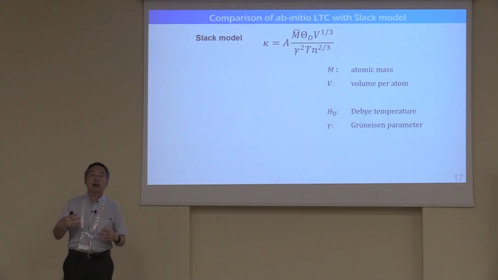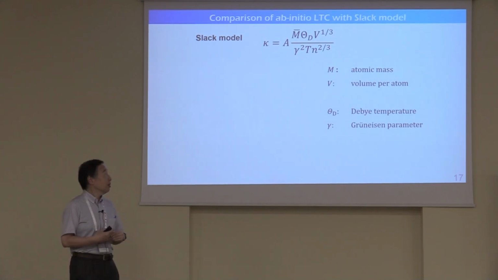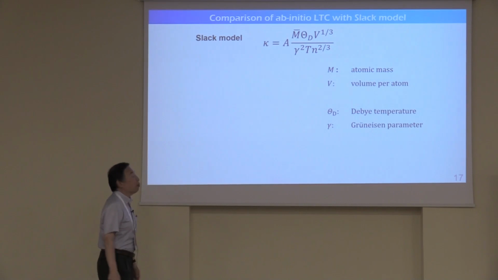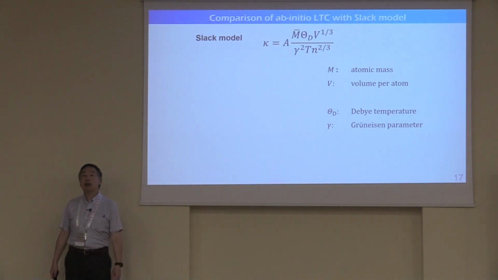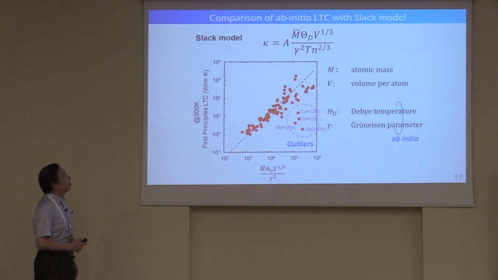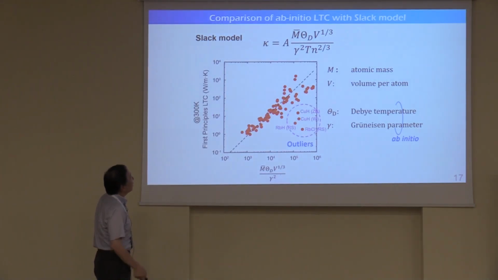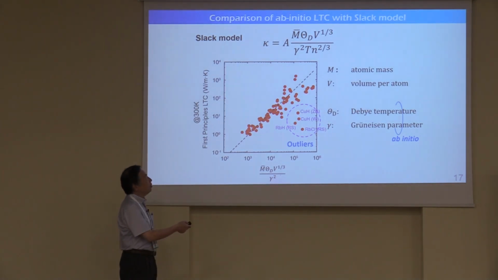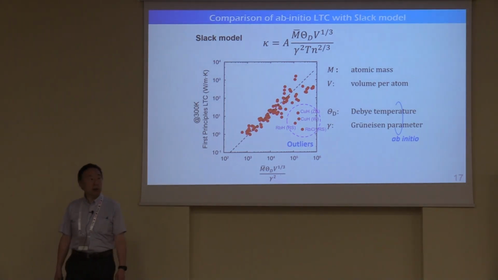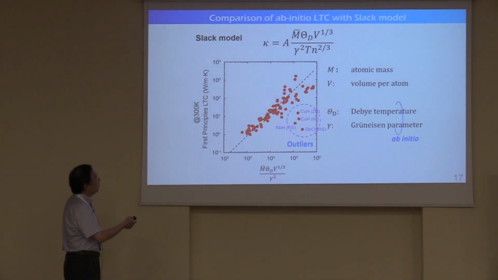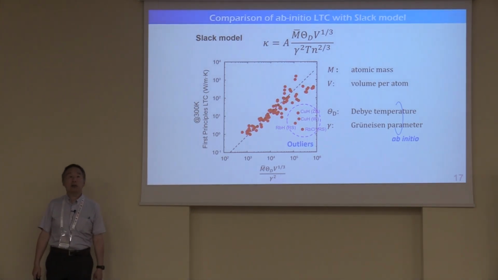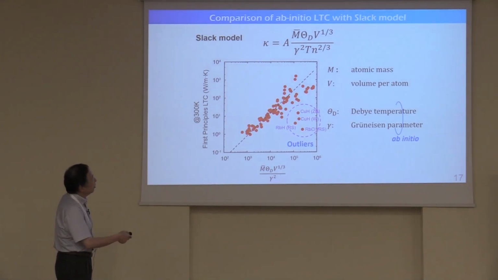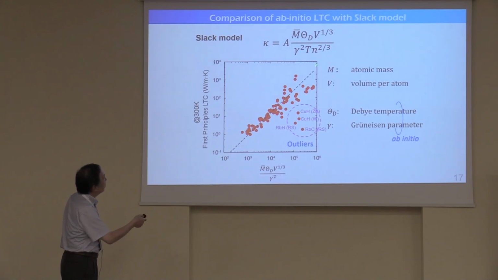Before that, there is a physical model of the thermal conductivity. Slack proposed a model for the thermal conductivity based on mass, volume, Debye temperature, and Grüneisen parameter. Actually, we computed this quantity based on the Slack model, and the Debye temperature and Grüneisen parameters were obtained by our own calculation. And it's true that many of the data are on this diagonal line. It means the Slack model is not bad. It is quite good. But at the same time, there are some outliers which do not follow this diagonal line.